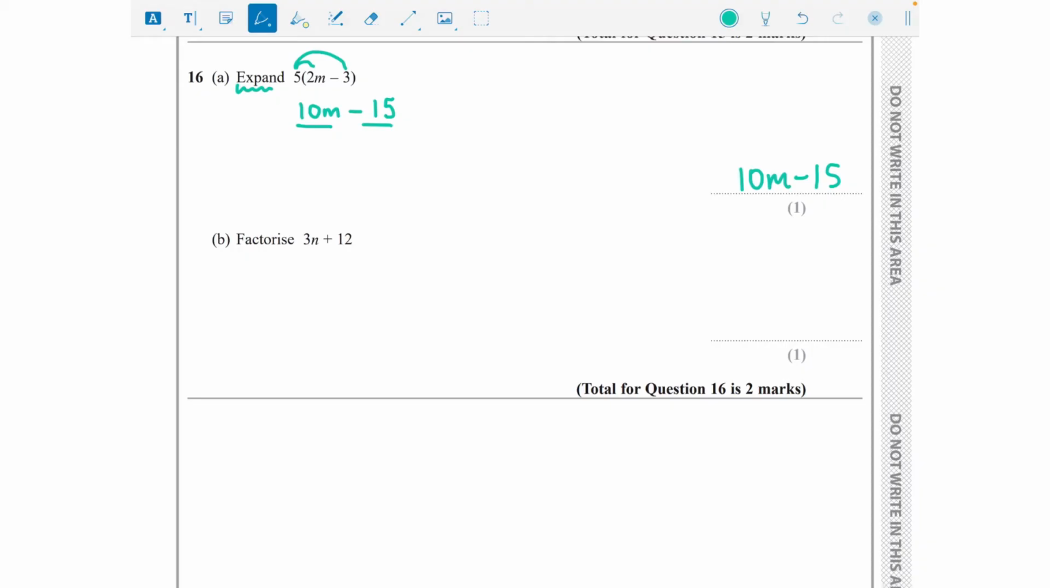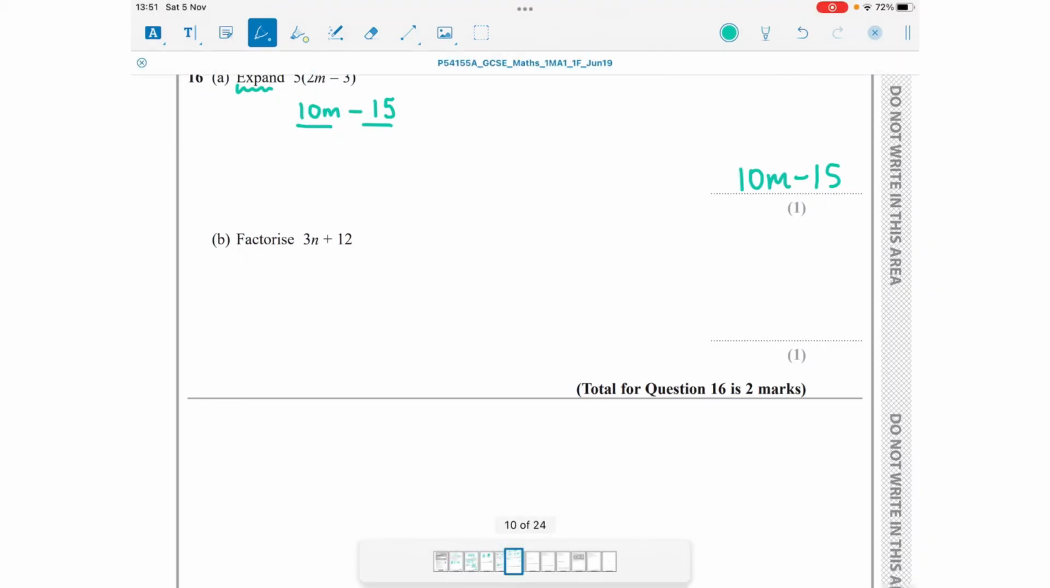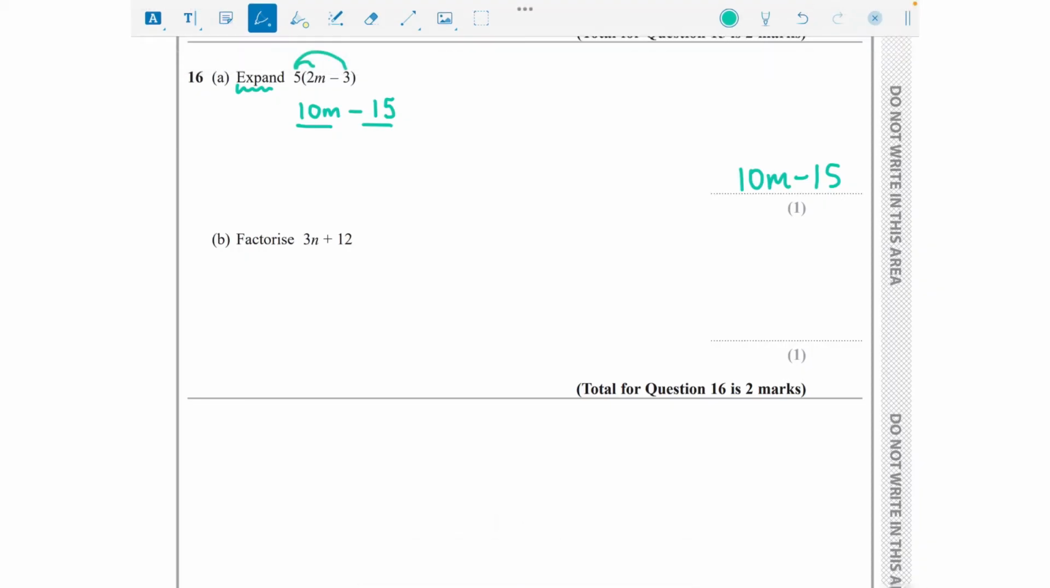Now factorise means put into brackets. So we're kind of going opposite with this bottom bit. We're saying what could the brackets be that would expand out to give that answer. So first thing we need to do is say what have they got in common? Well, they're both in the 3 times table. There aren't any letters in common, but you could take a letter outside as well if you could. So they're both in the 3 times table.